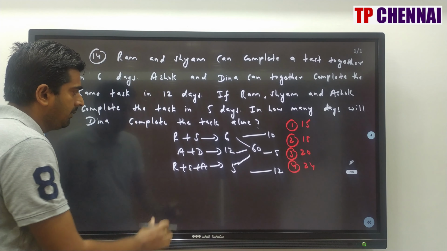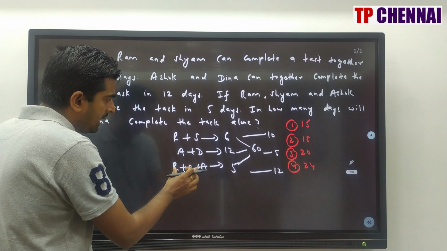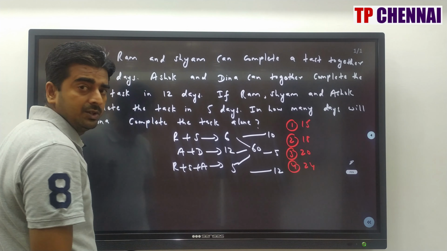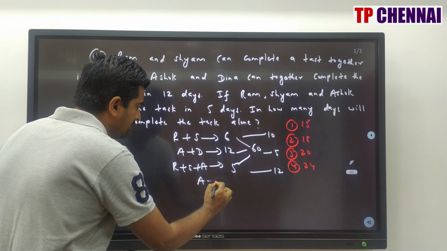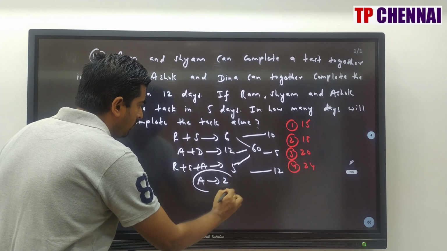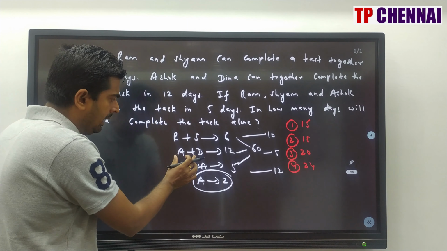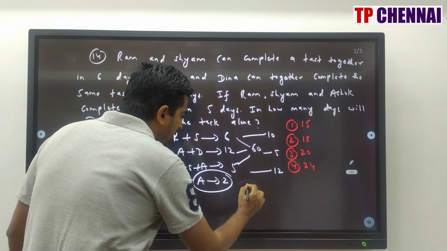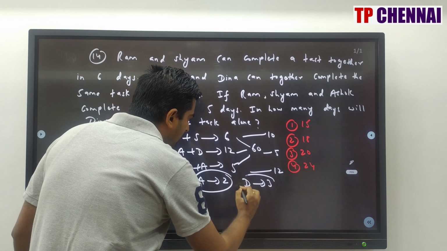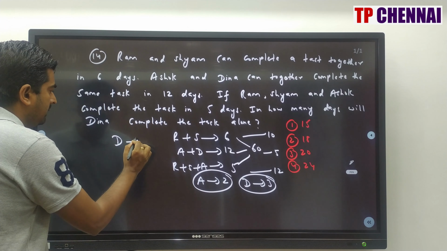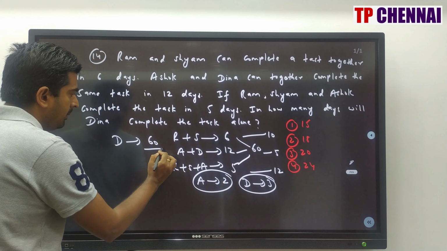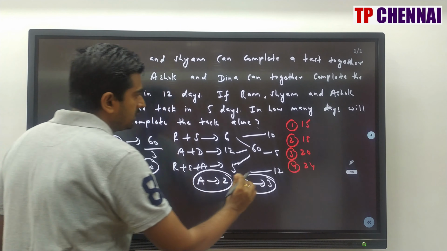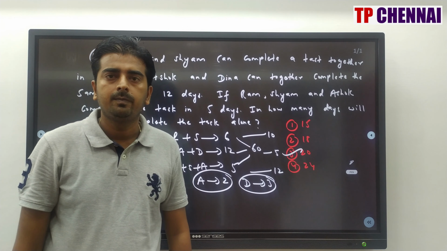Right? So when you observe the first one and the last one, if you subtract, Ram plus Shyam efficiency is 10. Ram plus Shyam plus Ashok efficiency is 12. If you subtract, you will get Ashok efficiency, which is 12 minus 10, 2. When you observe the second one, Ashok plus Deena efficiency is 5 and Ashok efficiency is 2. So what about Deena efficiency? 3. So now Deena will complete the same task. Task is 60 divided by efficiency 3. In how many days? 20 days. My answer is the third option.